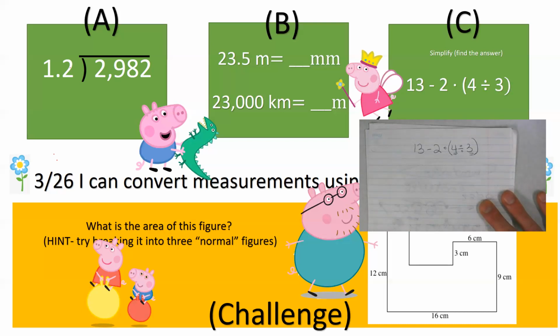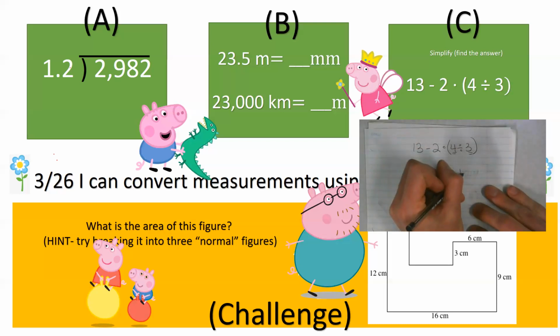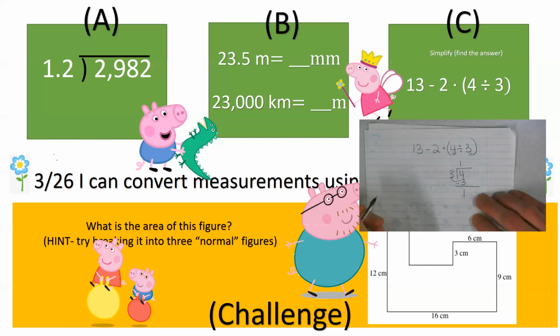This is one of those weird ones. Remember, there's 3 different ways you can divide. Put it in the house, slice, keep, change, flip. We're not using keep, change, flip because it's not a fraction. But we can put it in a house. 4, the first number, goes in the house. The second number goes on the outside. How many 3's go into 4? 1. What's left over? 1. So it's 1 remainder 1.